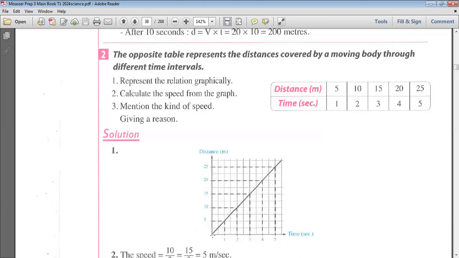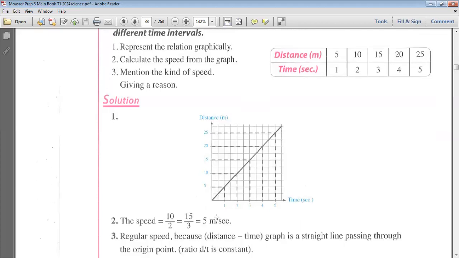So here I have a regular speed. The speed doesn't change, equal 5 meters per second. Then mention the kind of the speed and give reason. So the speed is called a regular speed. Give reason: because the distance-time graph is represented by a straight line passing through the origin point.